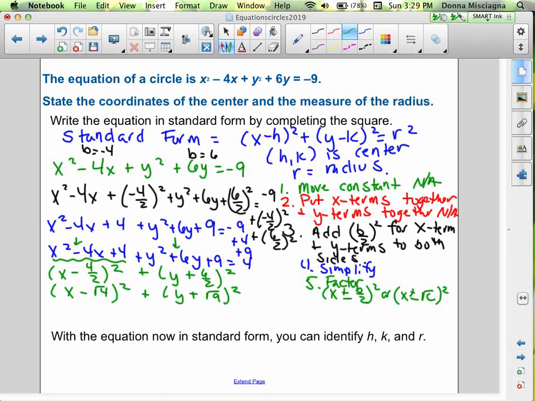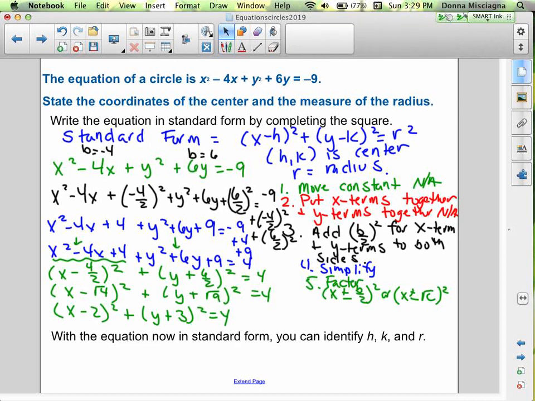All right, so either way, and don't forget the other side, which is a 4. Either way, whether you do 4 divided by 2 or square root of 4, it's x minus 2 squared. Whether you do 6 divided by 2 or square root of 9, it's y plus 3 squared equals 4. And now in standard form, we can identify the center and the radius.